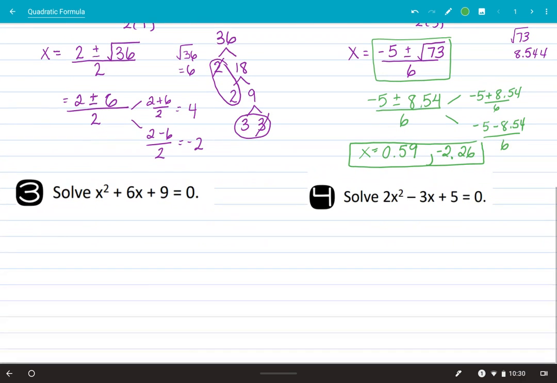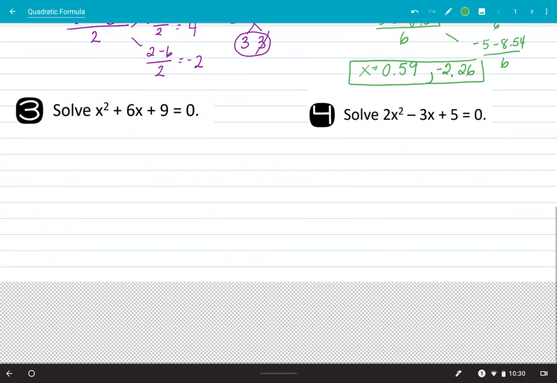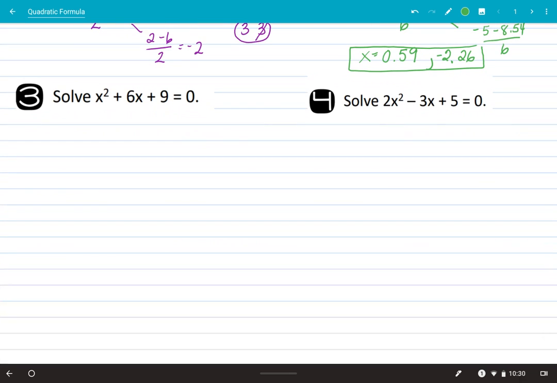All right. And if you noticed, we had 2 answers. Now these 2, they're going to either be 1 answer, 2 answers, or no answers. So we're going to go from there. Same thing, find your A, B, and C, and plug it into the formula. So the opposite of B, plus or minus the square root.